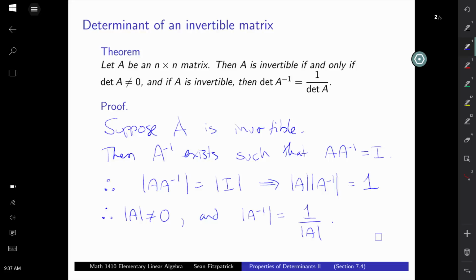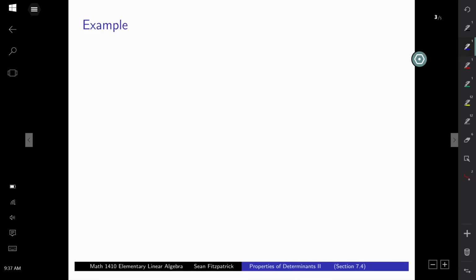So we get both possibilities. If A is invertible, the determinant can't be 0. If it's not invertible, the determinant must be 0. Okay, that's why we get the if and only if up here. All right, let's do an example to see that this works, and give us some more practice on computing inverses. Let's do a 3 by 3. Let's be, I don't know, ambitious. Let's try a 3 by 3 example.